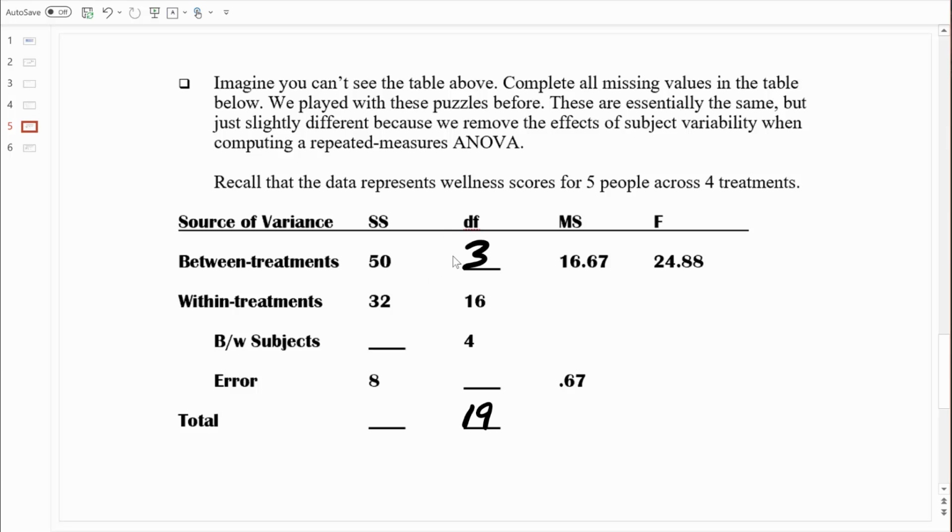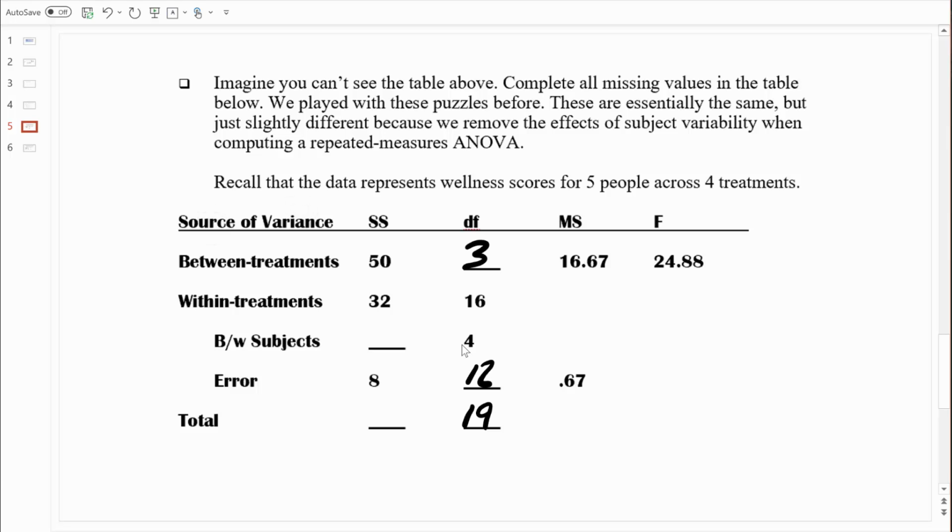That number makes sense because remember, another way that we can compute degrees of freedom total is by taking degrees of freedom between treatments and then adding to that degrees of freedom within treatments. 3 plus 16 does indeed equal 19, so we're on the right track. Do you remember how to compute degrees of freedom error? Degrees of freedom error is simply degrees of freedom within treatments minus degrees of freedom between subjects. 16 minus 4 equals 12.